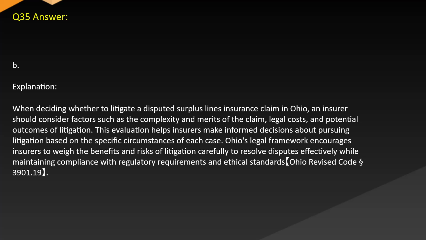Answer. B. Explanation. When deciding whether to litigate a disputed surplus lines insurance claim in Ohio, an insurer should consider factors such as the complexity and merits of the claim, legal costs, and potential outcomes of litigation. This evaluation helps insurers make informed decisions about pursuing litigation based on the specific circumstances of each case. Ohio's legal framework encourages insurers to weigh the benefits and risks of litigation carefully to resolve disputes effectively while maintaining compliance with regulatory requirements and ethical standards. Ohio Revised Code SS 3901.19.